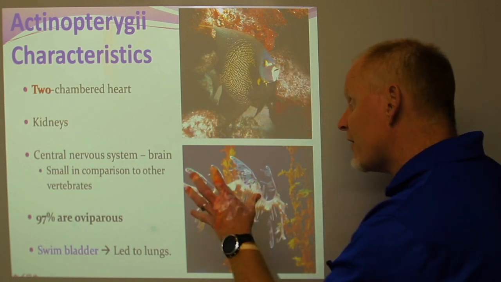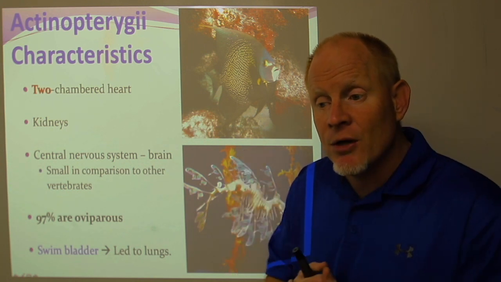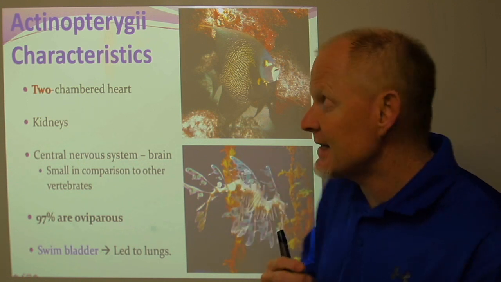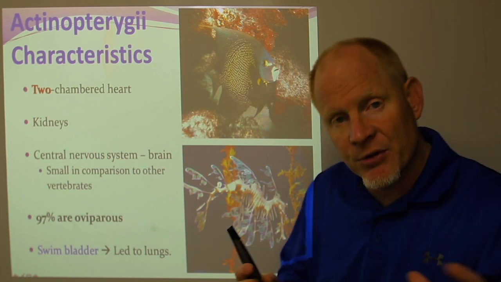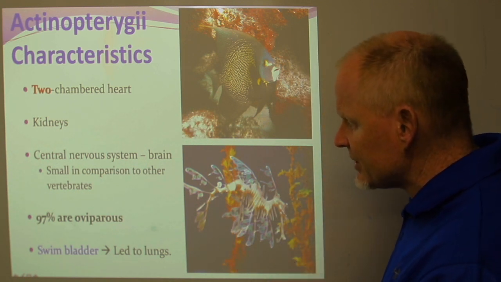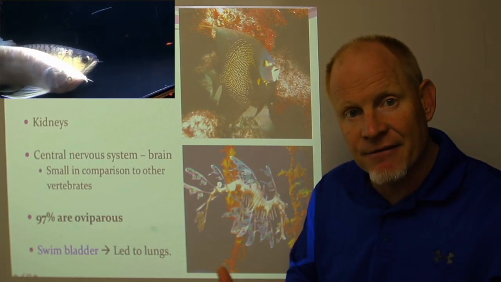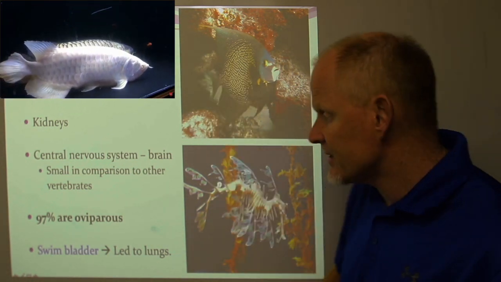They have a central nervous system. They do have a brain and spinal cord. They have some very nice specialized receptors like eyes and nose and whatnot that can detect environmental changes, but their brains are much smaller than what you're going to see in the tetrapods. Most of your actinopterygians are oviparous, which means they lay eggs in the environment. And they usually attach them to something, or sometimes they're floating in certain areas.